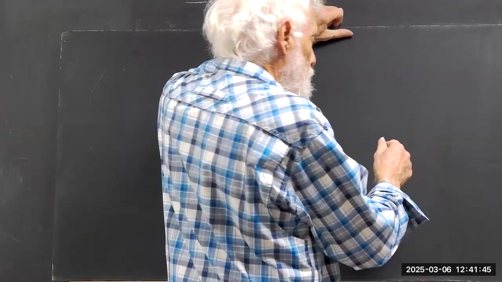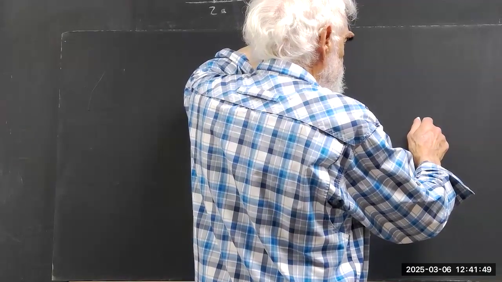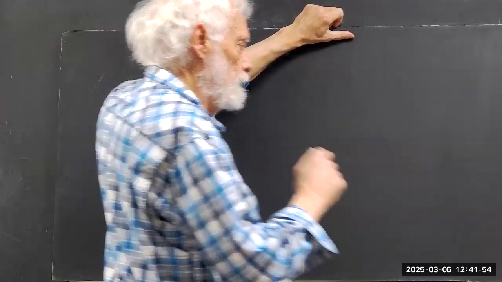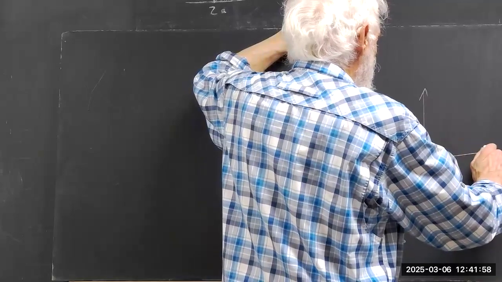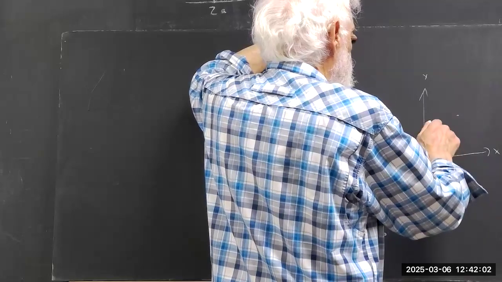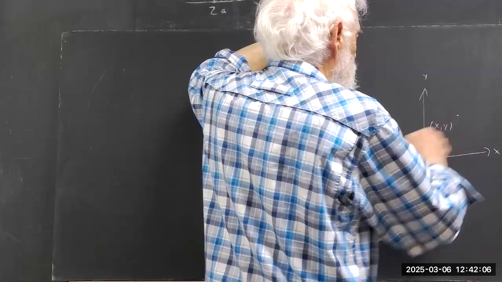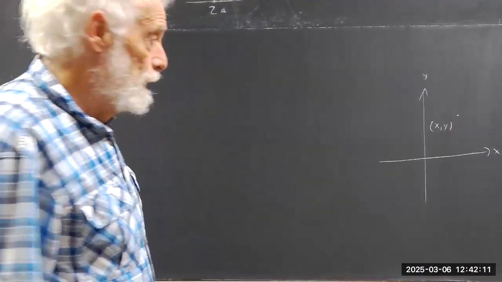I'm just going to say what happens. I'm not sure I want to do a three-dimensional picture here. I'm just going to do it in two dimensions. Here's y. Here's some point, and we might call it x naught, y naught, but I'm just going to call it x, y.